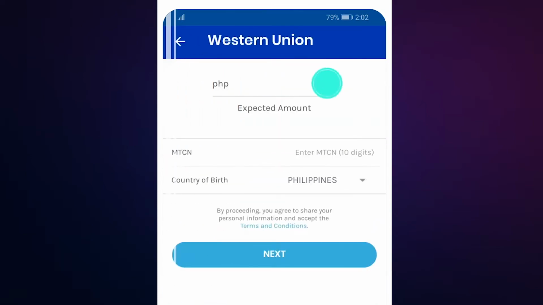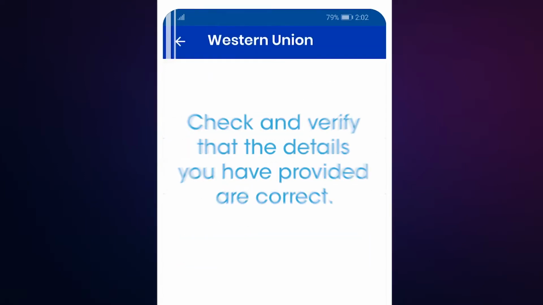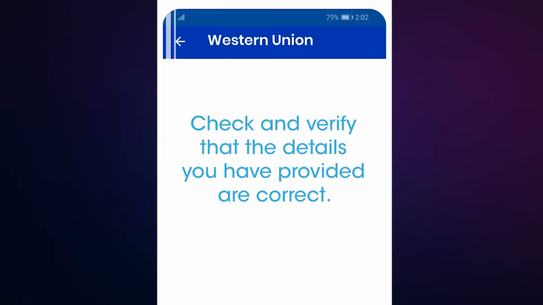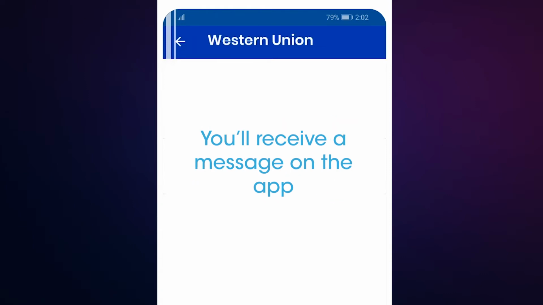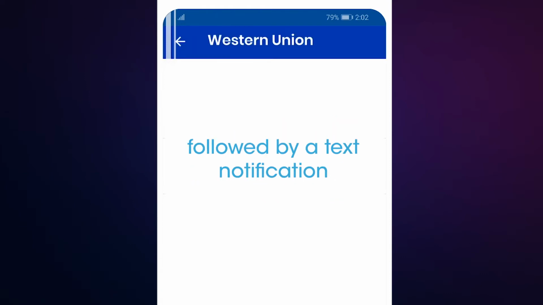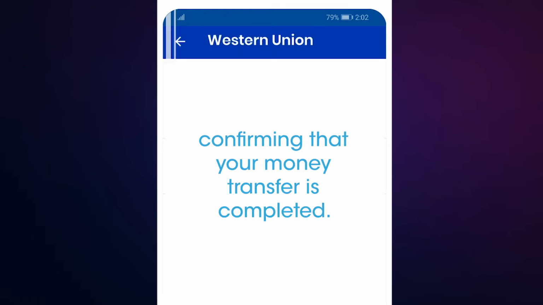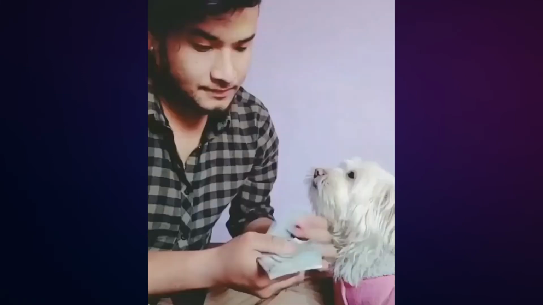5. Enter the MTCN shared by your sender and the estimated amount sent to you. 6. Check and verify that the details you have provided are correct. 7. You'll receive a message on the app followed by a text notification confirming that your money transfer is completed.